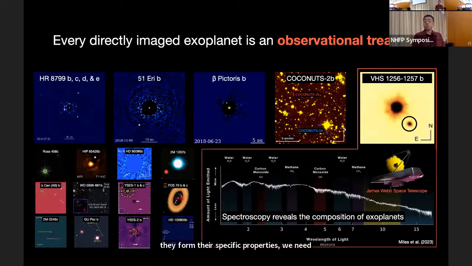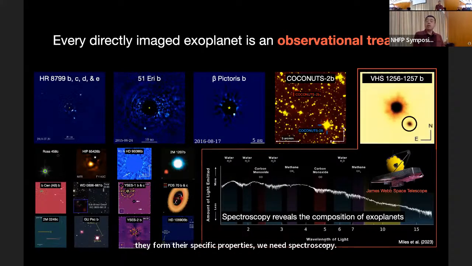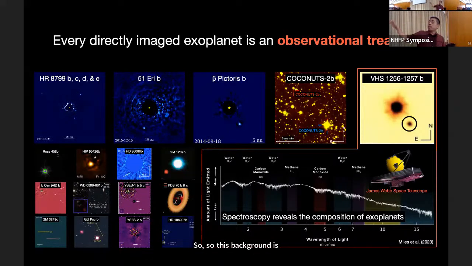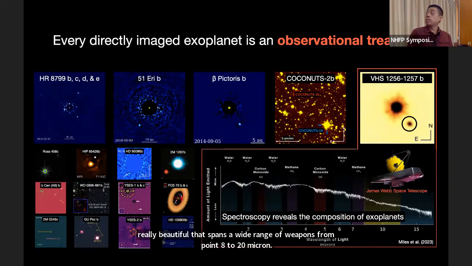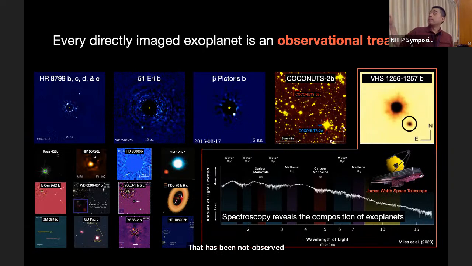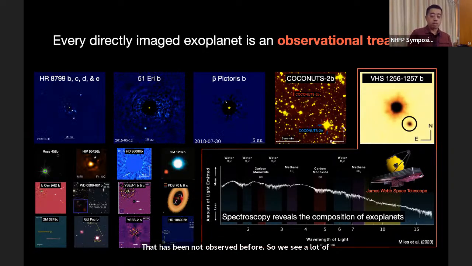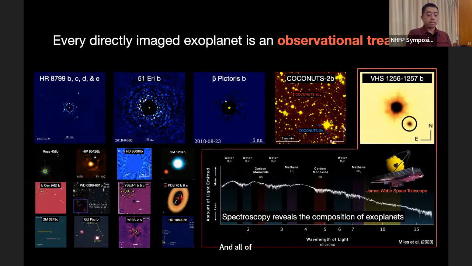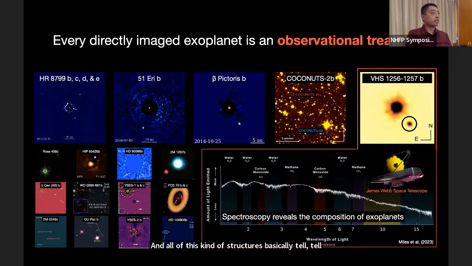So here at the bottom right, I'm showing a James Webb spectrum of a planet, VHS 1256b. This spectrum is an emission spectrum. It's really beautiful. It spans a wide range in wavelengths from 0.8 to 20 micron that has not been observed before. So we see a lot of structures in the spectrum given this moderate resolution, and all of these structures basically tell the stories about the planet. So my interest is basically to study these wiggles and understand their compositions.